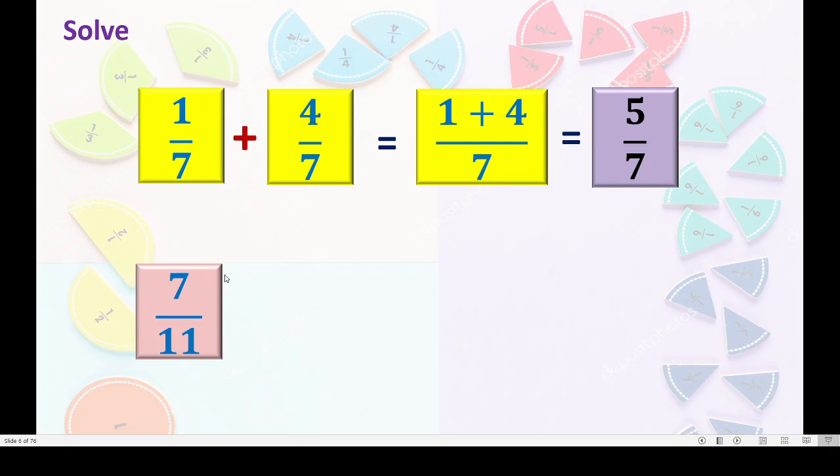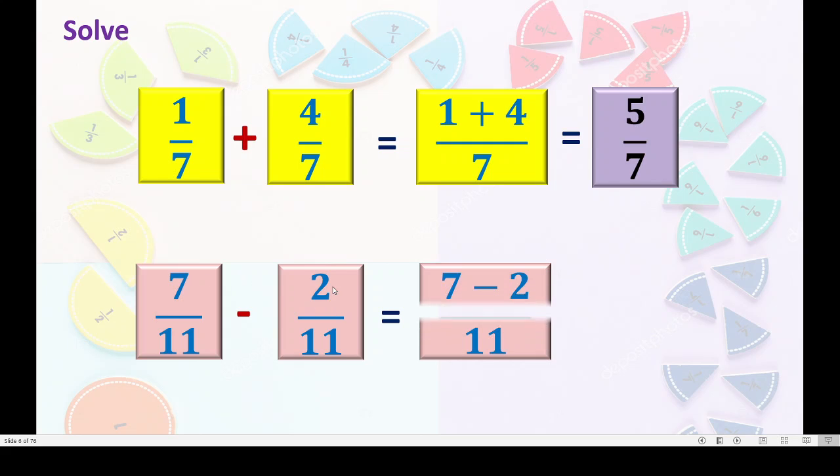Okay? Now 7 upon 11. 7 pieces are there out of 11. From them we are going to take away 2 more. Yes, from 7 parts we have taken 2 more parts. How many remain there? 7 minus 2. Correct? That is 5. Right? 5 parts remain out of 11 parts. Got this, children? Here the denominator is 7 and here also the denominator is 11. That is the same for the full sum. Okay?